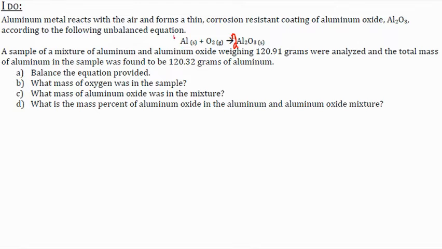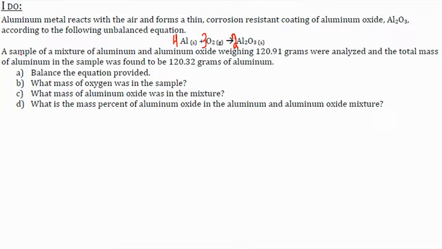So here I have 4 aluminum. Here I have 6 oxygen. 2 times 3 is 6. So I need to put a 3 here. 3 times 2 is 6. So that is balanced out now.